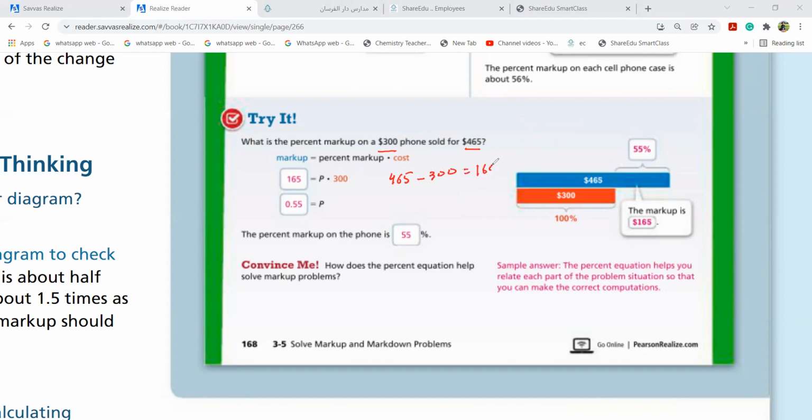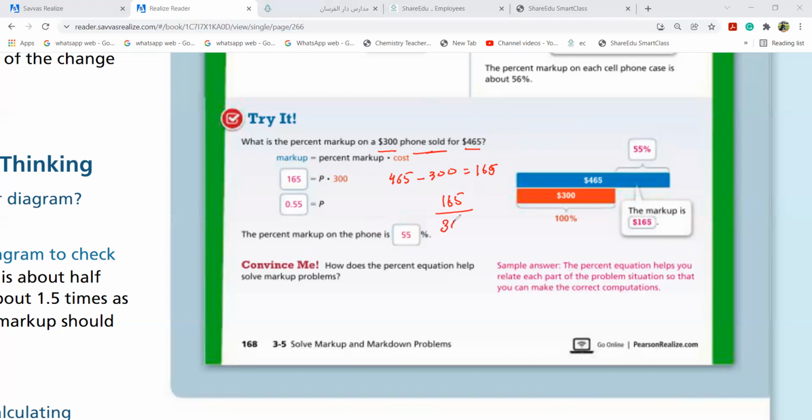So this is $165. This is the markup price. Then you take the markup price and divide it by the total. How much did you buy the phone for? My dear, this is the sold price. How much did you get this phone for? What is the actual price of the mobile? It was sold for 465. What is the original price of the phone?